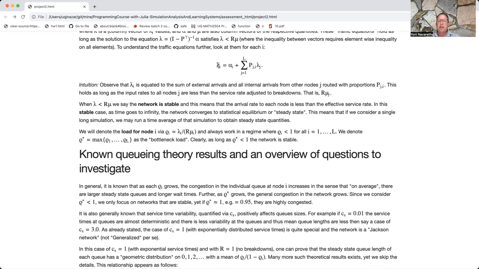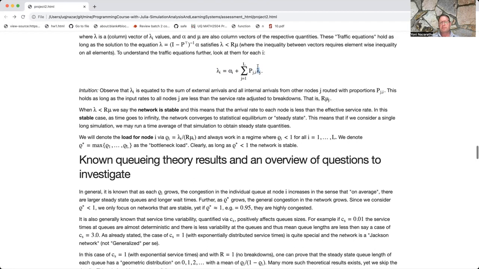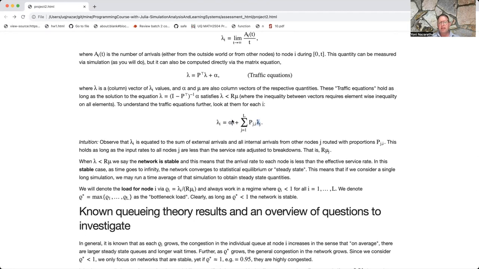Okay, so the rate of arrivals to node i is the rate of arrivals from outside plus all arrivals from other nodes j, taking their arrival rate lambda_j and multiplying that by the probability of going from j to i. Now, if you represent this for i going 1 to L and write it in matrix form, you get this matrix equation: lambda equals P transpose lambda plus alpha. It's P transpose because of how you're multiplying if you take lambda as a column. And that's a vector, and that's a vector, and that's a vector.